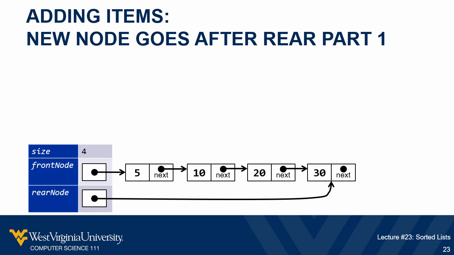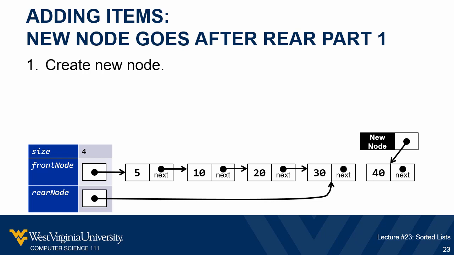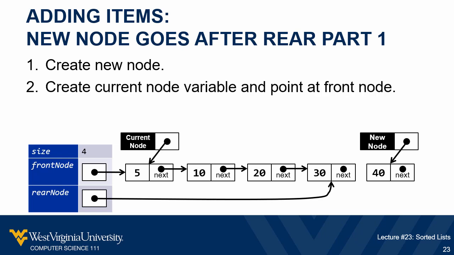So for this, if we're going to add at the very rear, we'll start off the same as if we're going to add between existing nodes. We're going to create our new node, and in this case, our new node is going to have a value of 40. So it's greater than all of the existing nodes. I'm going to create a current node variable and point it at my front node. So it's going to be pointed at 5.